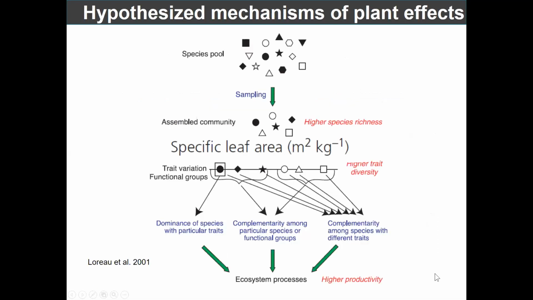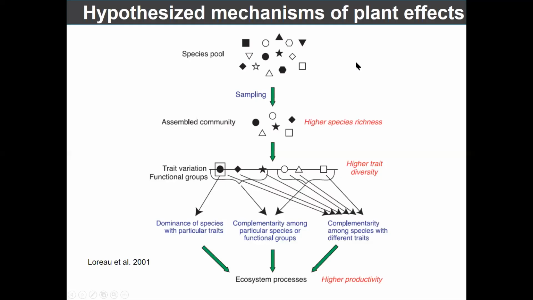So there have been different mechanisms hypothesized to explain how plant effects are going to impact ecosystem processes such as carbon cycling. And here, these are summarized. I'm sorry, there's a mistake here.